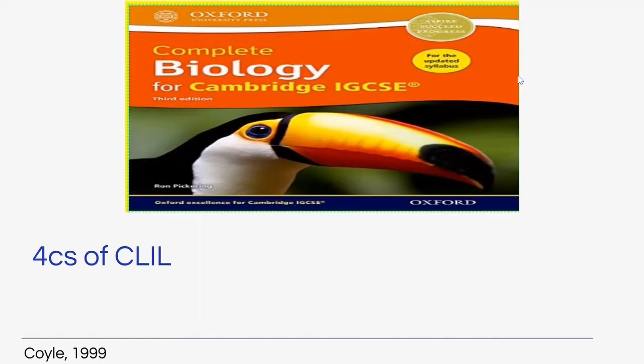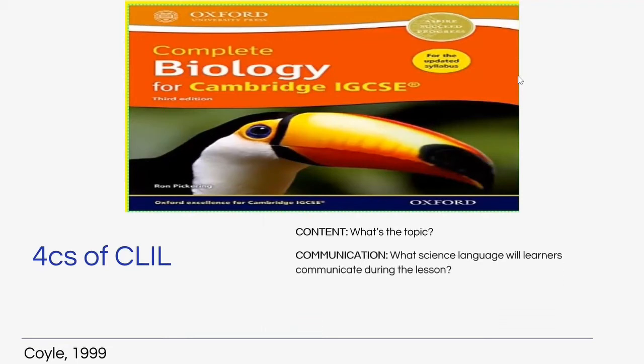According to COIL, there should be 4 C's of CLIL. For example, when a student learns biology, the material should consider first, the content. What is the science topic? For example, we want the topic about plants. Second, communication. What science language will learners communicate during the lessons? As an example, the language of comparing and contrasting in order to analyze similarities and differences between fungi and plants.